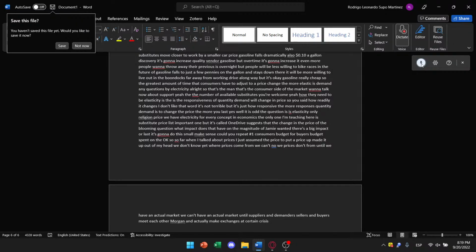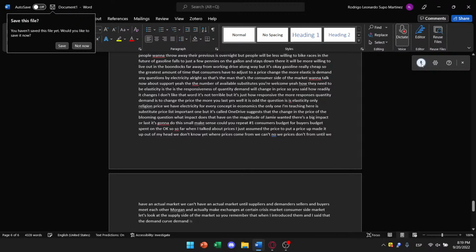We saw the demand side of the market, the consumer side of the market. Let's look at the supply side of the market. So you remember that when I introduced demand, I said that the demand curve is built on the law of diminishing marginal utility.